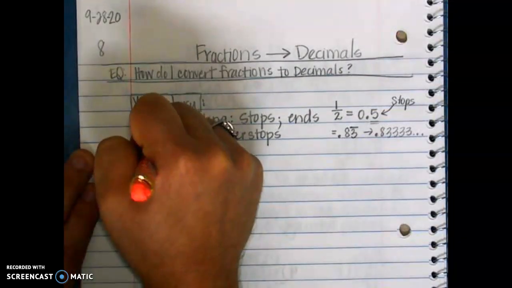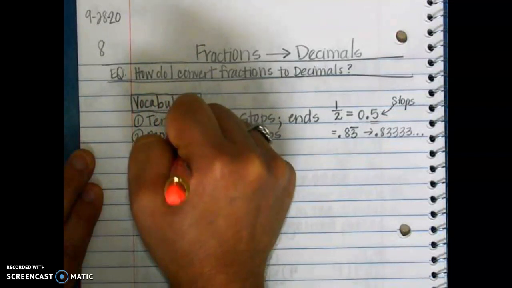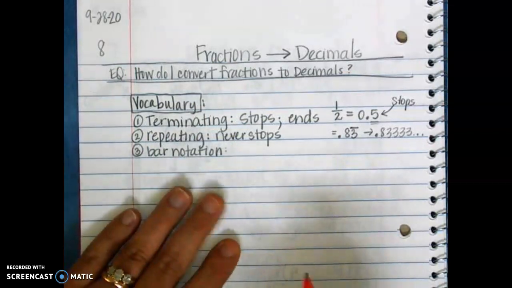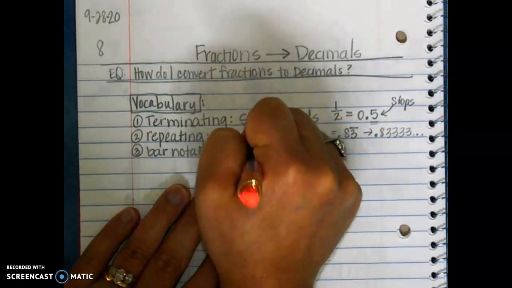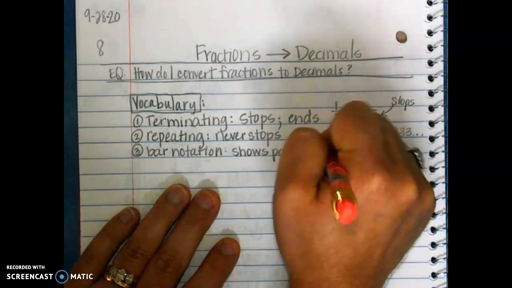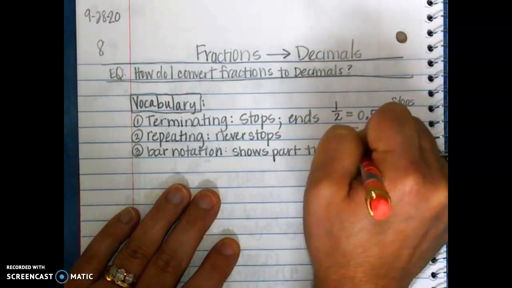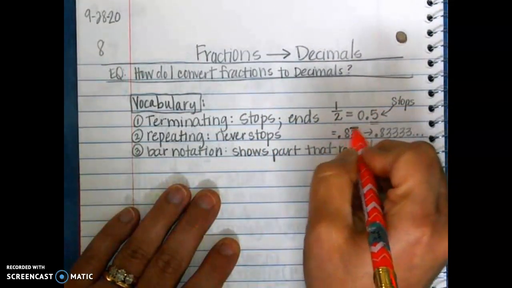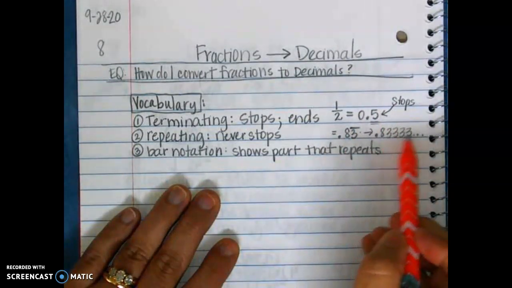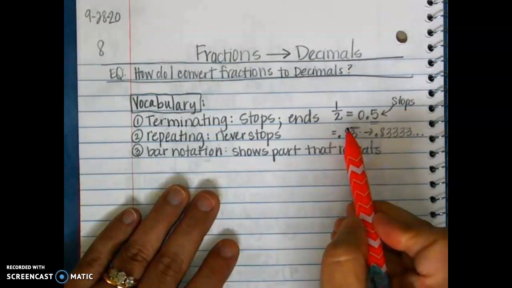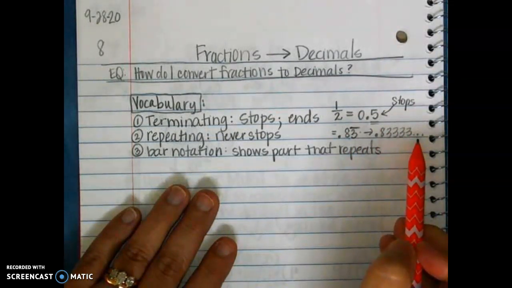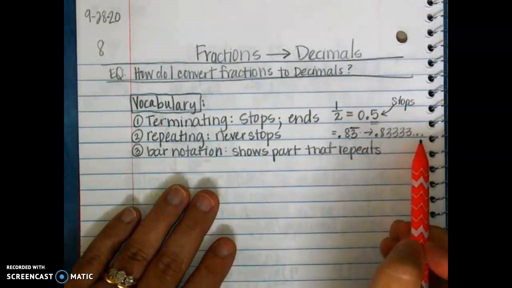And then the final word I'm going to use here is bar notation. The bar notation shows the part that repeats. So for example, notice I only put the bar on top of the 3 right here. The 8 does not repeat. It's only the 3s that repeat. So the bar does not go over both the 8 and the 3. It goes over just the 3 to say that this number is going to continue forever with just the 3.